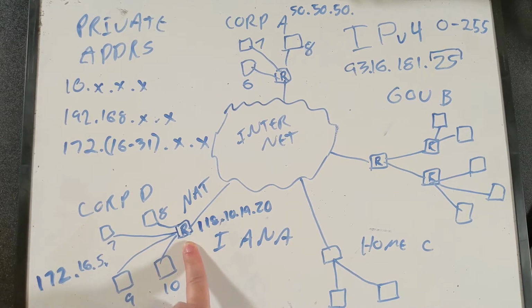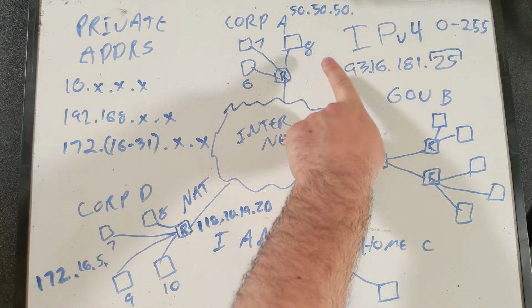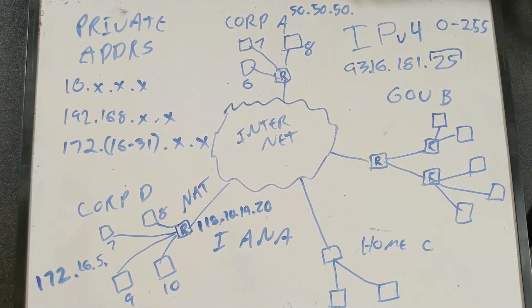But the result of this is that whether your network is set up as a private network like Corp D here, or a public network like Corp A, you can still access most internet services like websites on the web or email or most of the other standard services that are commonly used today, whether the local network is assigning individual computers private addresses or public addresses.